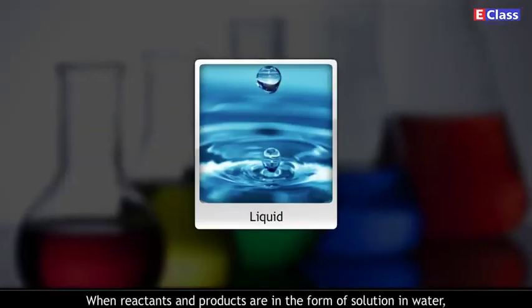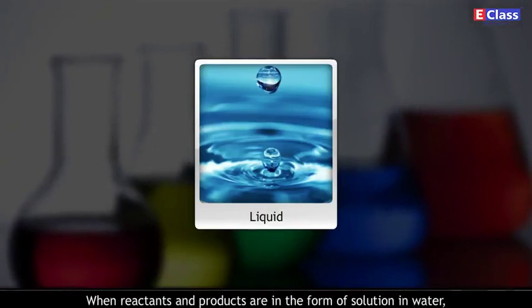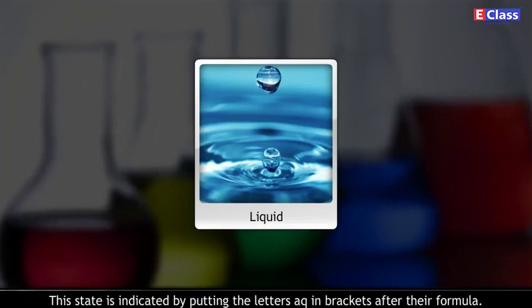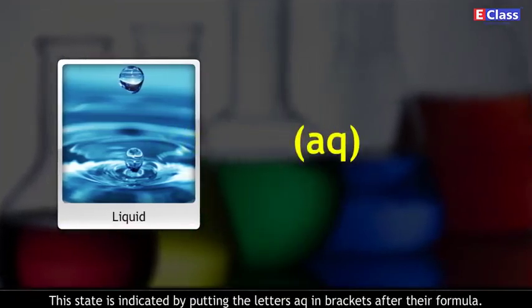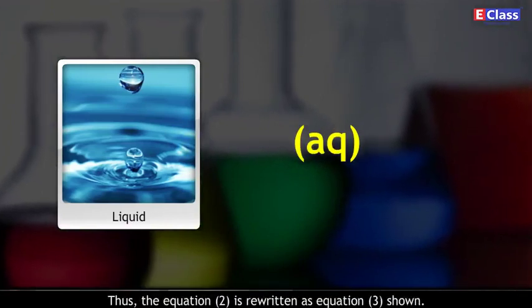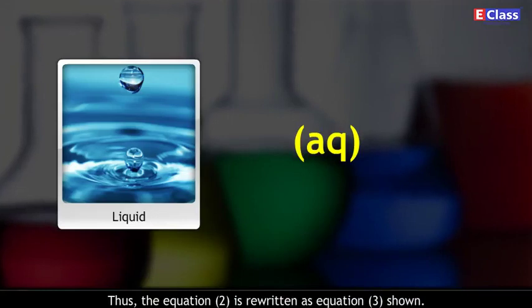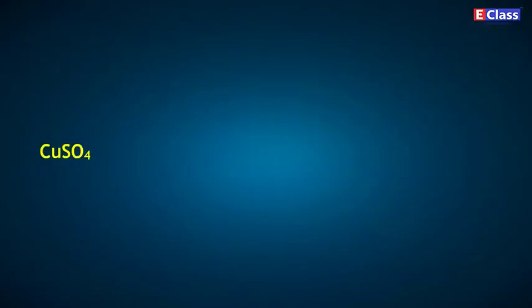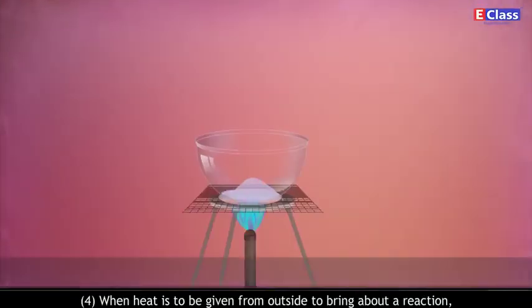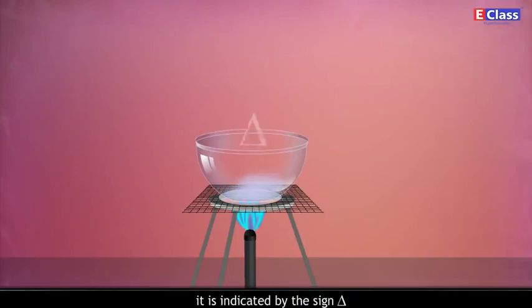When reactants and products are in the form of solution in water, they are said to be present in aqueous solution state. This state is indicated by putting the letters AQ in brackets after their formula. Thus, equation 2 is rewritten as equation 3: CuSO4 aqueous plus Zn solid gives ZnSO4 aqueous plus Cu solid. Statement 3.